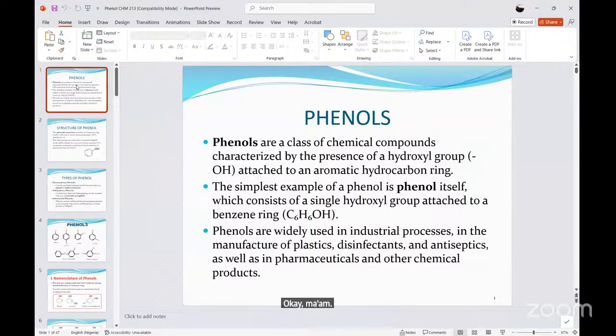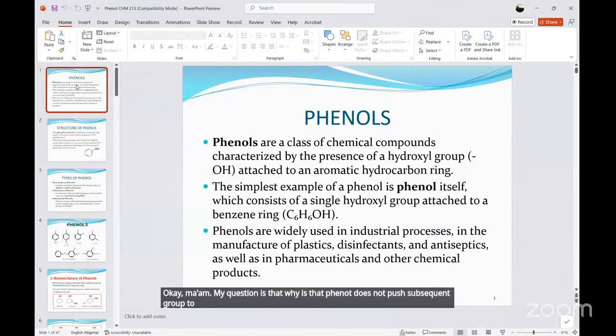My question is, why is it that phenol does not push the substituent group to meta, but only pushes to ortho and para?